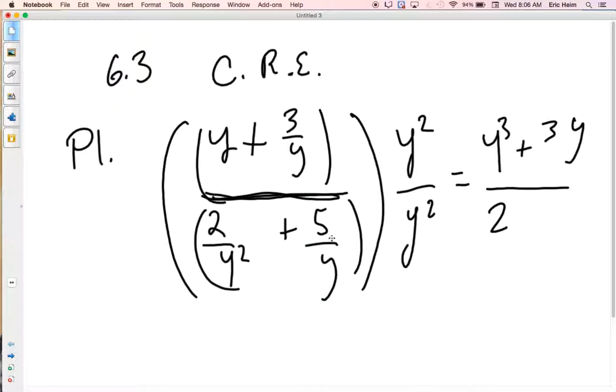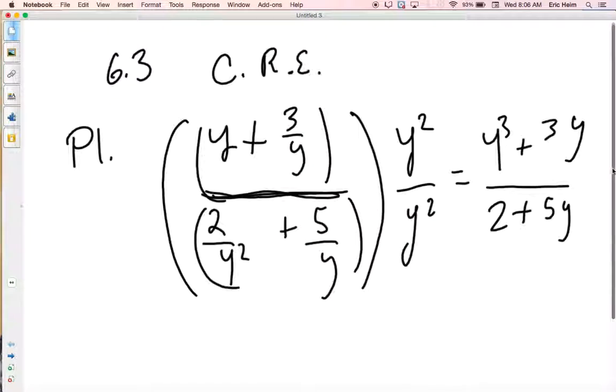So y squared times 2 is 2y squared divided by y squared gives you just 2. That was the whole point. Y squared times 5 divided by y, well, that would be 5y. Y squared over y is just y. And in your problem, you seem to have gotten to the same point there. So now it looks pretty well simplified, right?